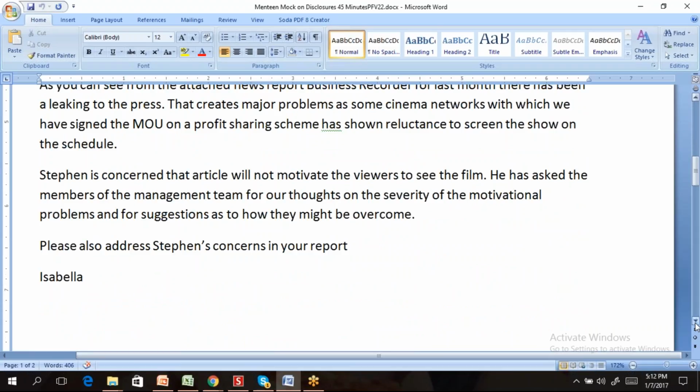Let's look at the second one. As you can see, of course, the article looks very nasty. This can create major problems. Some cinemas have already signed an MOU and have shown reluctance. Stephen is concerned. He has asked the members of the management team for our thoughts on the severity of the motivational problems and for suggestions as to how they might be overcome. So again, here we see two sections. One, how severe is the motivational problem. Secondly, what ways can we overcome this?